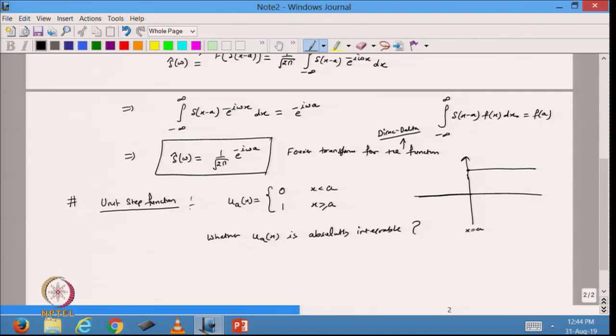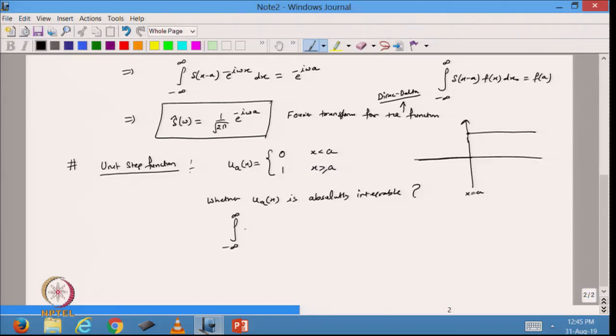That is what we want to check. Now, I want to define the integral from minus infinity to infinity of the function u_a(x) mod value, dx. This will be equal to the integral from a to infinity of 1 dx, and that is itself infinity. So, it is not finite.